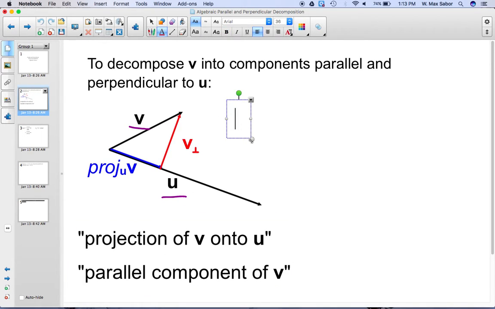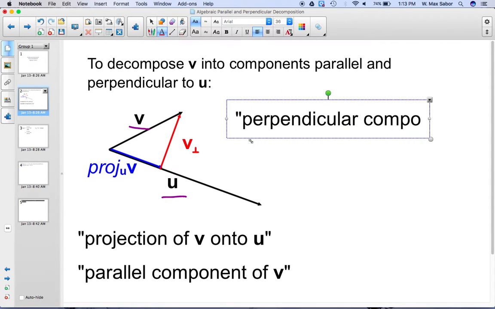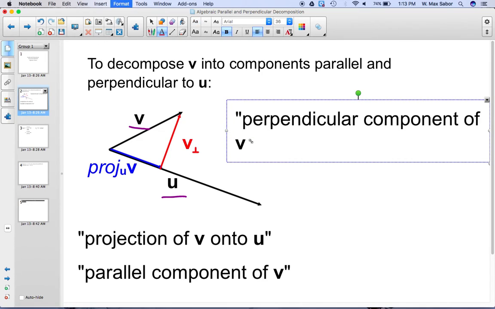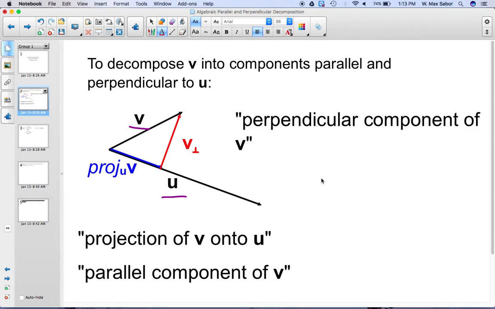The red vector describes the perpendicular component of V. I'm not familiar with another way of saying that, but there may be another notation. P-r-o-j stands for projection. The subscript represents the vector that you're referencing for parallel versus perpendicular, and this is our input vector, the vector we're trying to decompose.